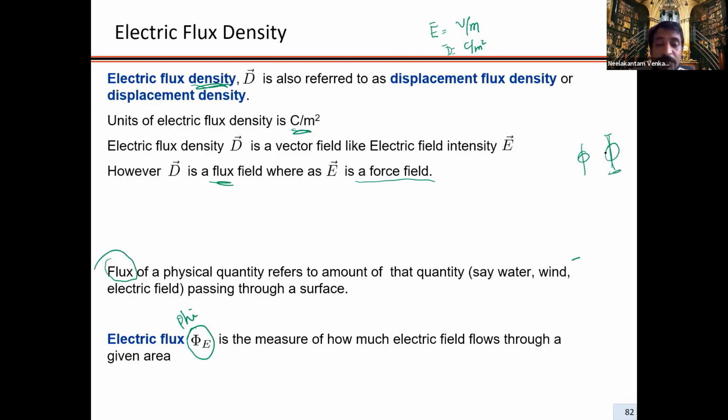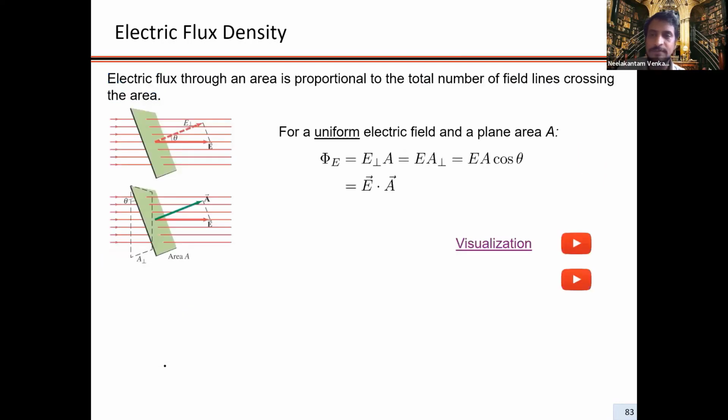The capital phi E is the measure of how much electric field flows through a given area. So what do we mean by that? Imagine there is an electric field pointing, let's say, in the x direction. If I consider a rectangular area like this, I want to find how much of this electric field is flowing through it. First of all, you notice that this electric field is uniform. That means at any point, it's all the same. It has the same x direction and the same value. Such a field is called a uniform electric field.